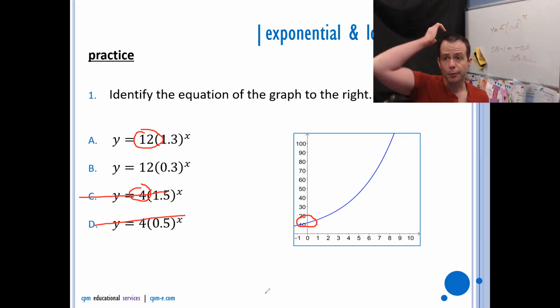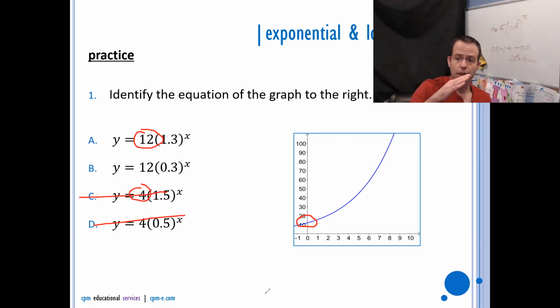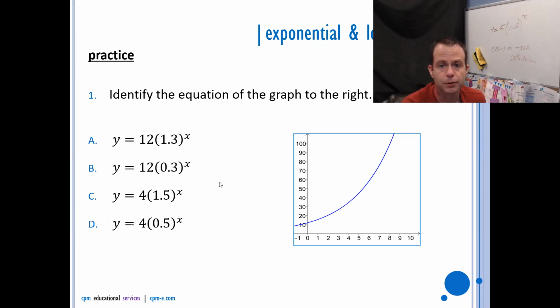Okay, the next thing you want to ask yourself is, is this a growing graph or is this a decaying graph? Well, this is growing. When I'm reading from left to right, it's going up, so it's growing. Which one of these B values would give me a growing graph? Well, that's going to have to be the 1.3. So my answer would be A.